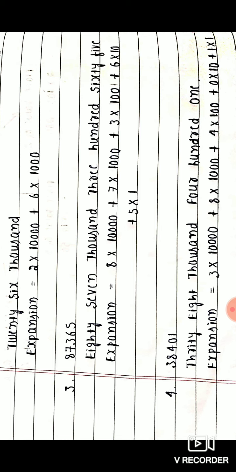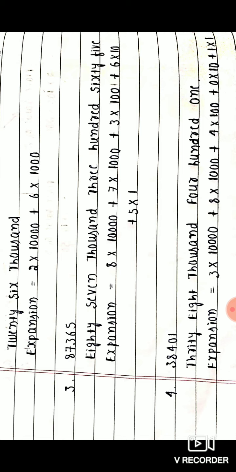In this way you have to expand: 8 into 10,000 plus 7 into 1000 plus 3 into 100 plus 6 into 10 plus 5 into 1. So here you are expanding the given number by using place value, that is 8 into 10,000 plus 7 into 1000 plus 3 into 100 plus 6 into 10 plus 5 into 1.